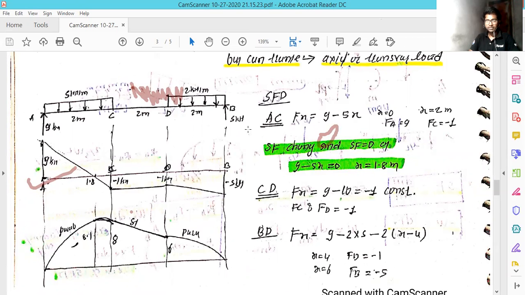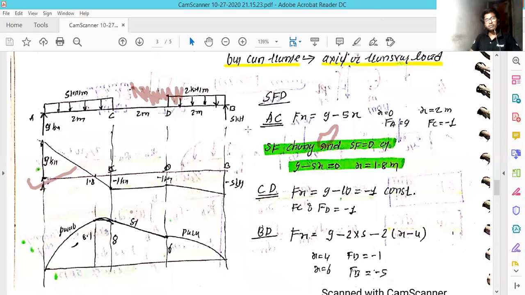I have denoted at the A end it is acting 9 kilonewton, and at B section it is 5 kilonewton. And mostly this kind of unknown value is not given, so you have to find out this value by drawing the free body diagram for the entire cross section. And after that, you can proceed with the shear force diagram and bending moment diagram.